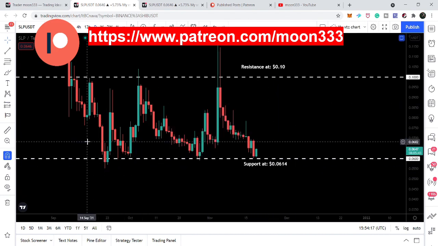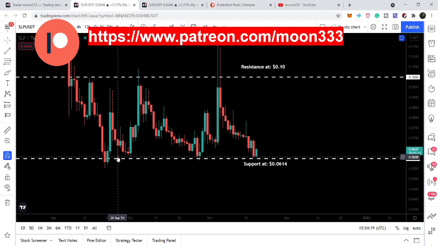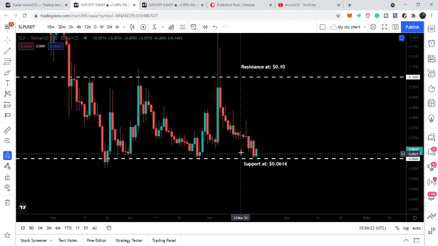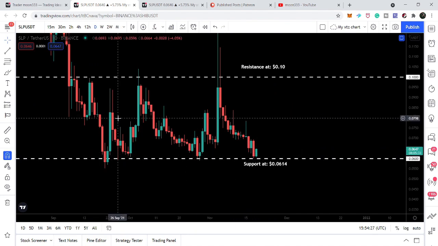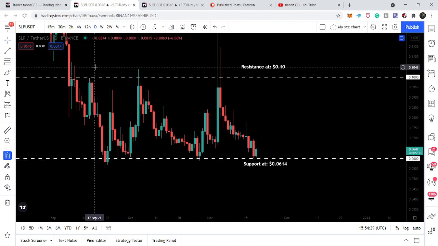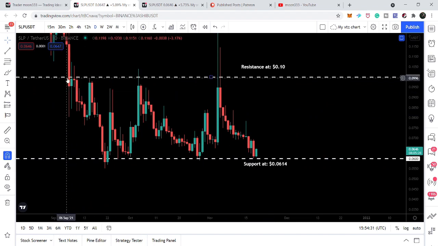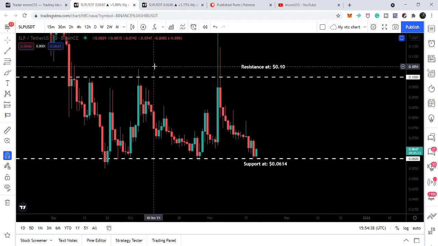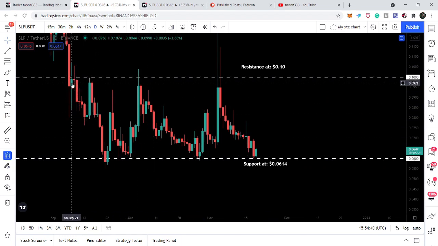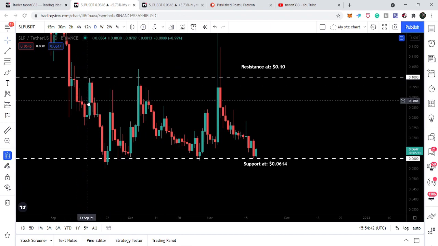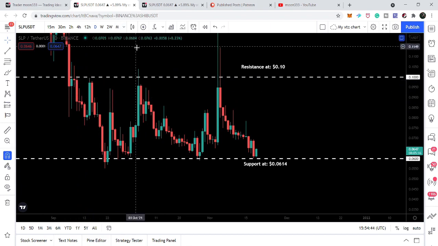You can see that we have tested the support here and here and here and here 2 times, and now almost 2 times we are testing the support once again. And this is a very strong resistance at 10 cents, and you can see that we are having several rejections, and the price line is not able to break down this support or break out this resistance since after September 2021. Now let's take a look at the hourly time frame.